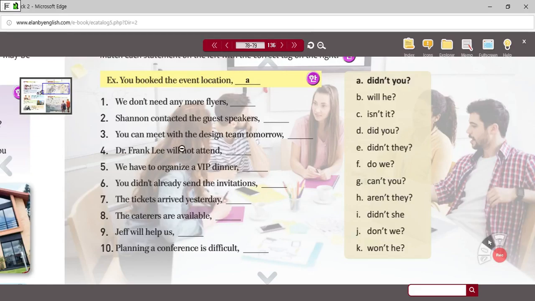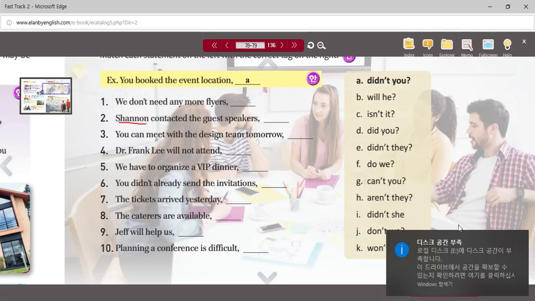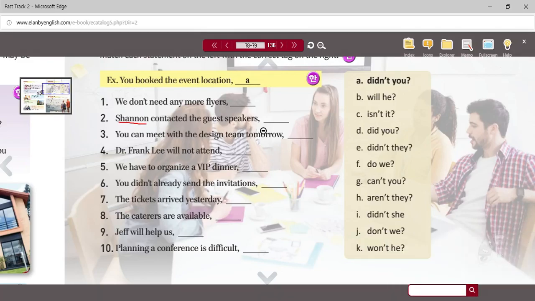All right. So number 2, as I mentioned before, we have somebody named Shannon, and that is a woman. Shannon contacted the guest speakers, didn't she? So we know the answer for number 2 is I. We can put that one right there. We're using the do auxiliary, because contact is not the be verb. It does not have a modal. Modals, we know them.